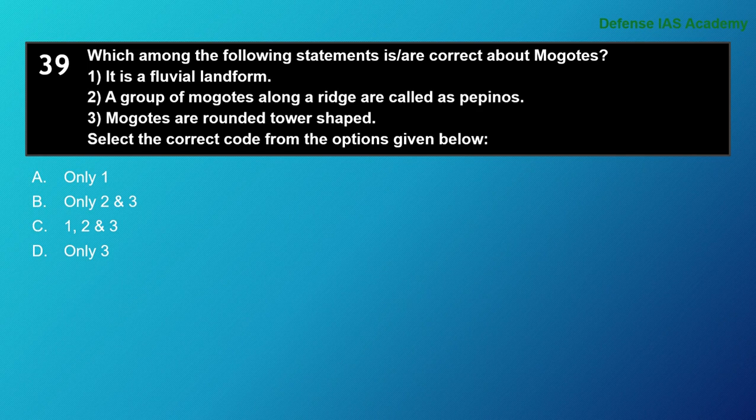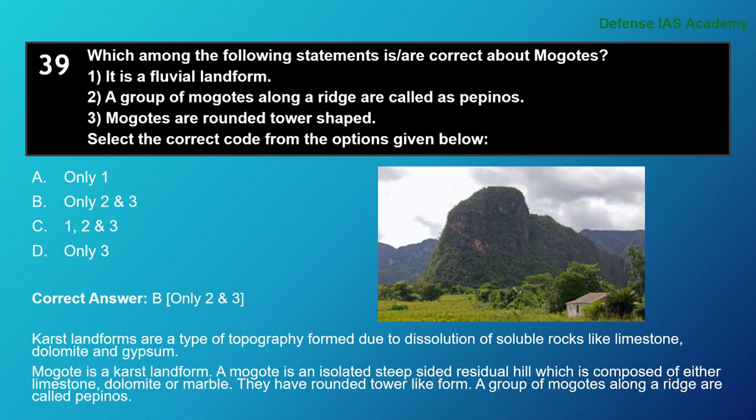Next question, which among the following statements are correct about the Mogotes? 1. It is a fluvial landform. 2. A group of Mogotes along a ridge are called pepinos. And third, Mogotes are rounded tower shaped. The answer is option B, only 2 and 3. Only 2 and 3 about the Mogotes are correct.